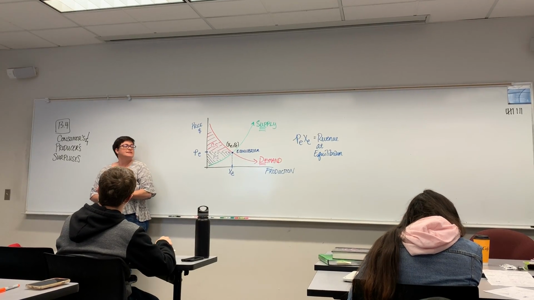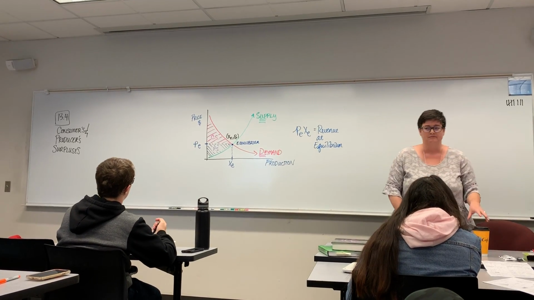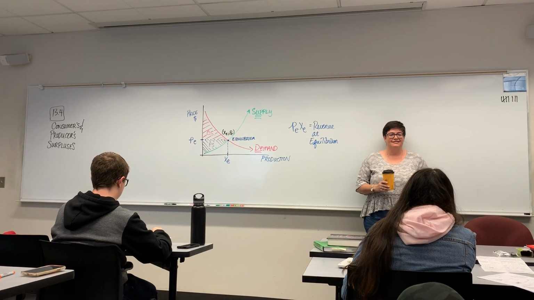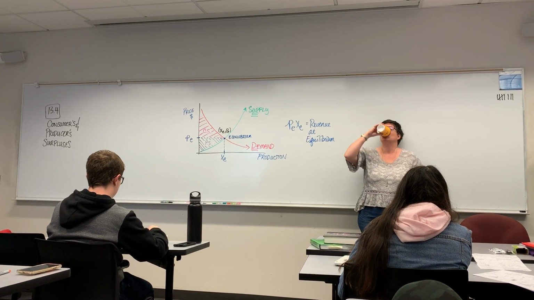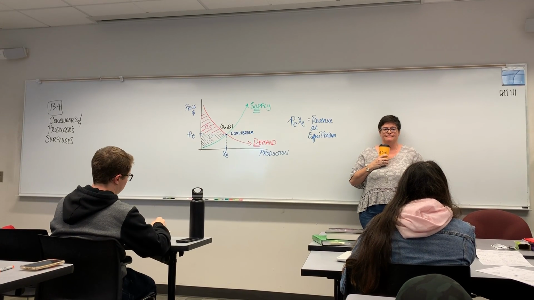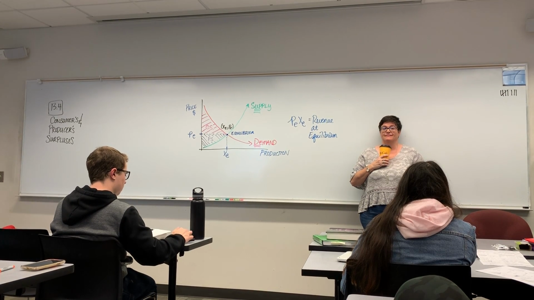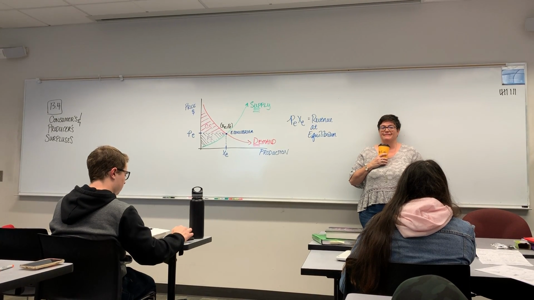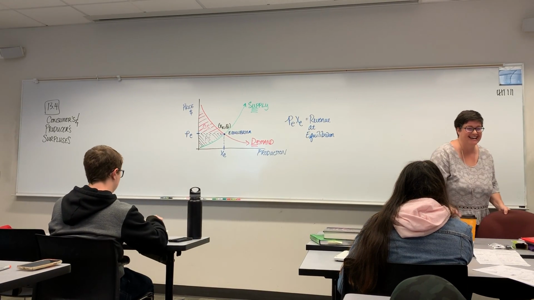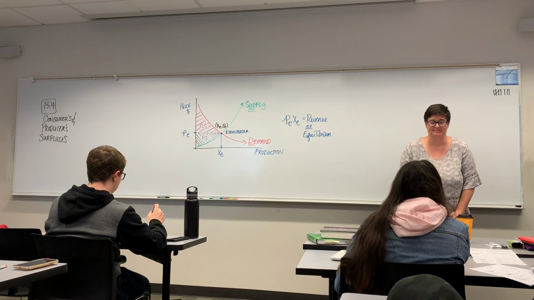So let's talk about what consumer and producer surpluses are. Anybody know? All right. Well, it's pretty self-explanatory. Is it? Sort of. Talk to me. Well, a producer surplus is when there's more being produced than demanded. How about we're talking about money here? Okay. So it's not based on quantity of items. It's based on money.